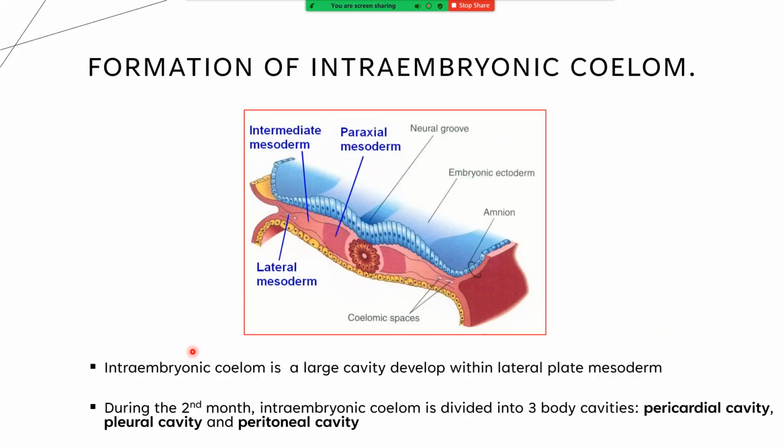And a little bit about formation of the intra-embryonic coelom. So remember, this is the intermediate mesoderm, which is the new layer that formed between the ectoderm and the endoderm. The intra-embryonic coelom is a large cavity developed within the lateral plate mesoderm. During the 2nd month, the intra-embryonic coelom is divided into 3 body cavities, which are the pericardial cavity, pleural cavity, and peritoneal cavity.